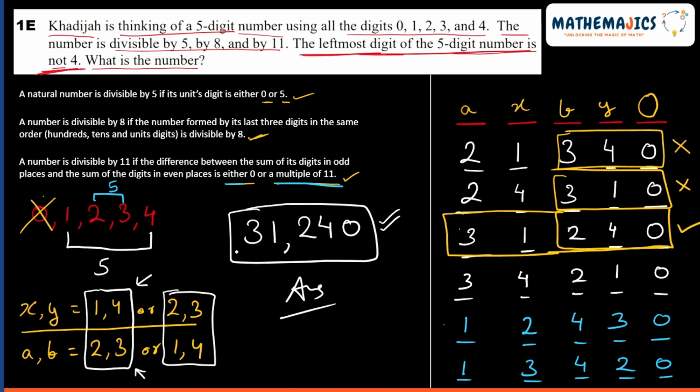That means this number, 31,240, is fulfilling all the given conditions in the question. That's why this will be our final answer.